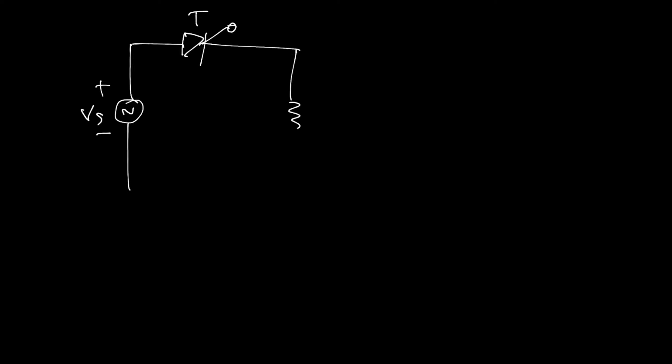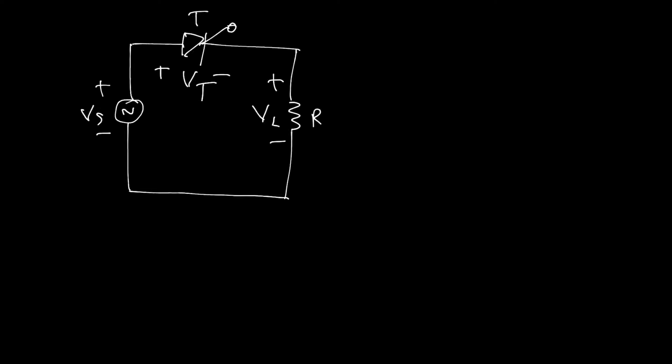Before explaining the resistive firing circuit, let me clear one thing: how the load voltage appears across the load. In this case, we consider a simple network having an AC supply Vs, the thyristor T, and a resistive load, suppose R, the voltage across the load resistance, suppose VL, and the voltage appearing across the thyristor T, suppose VT.